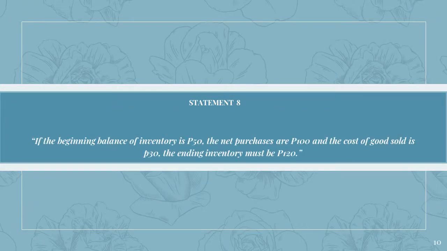The eighth statement: if the beginning balance of inventory is 50, the net purchases are 100 and the cost of goods sold is 30 pesos, the ending inventory must be 120. This statement is obviously true because if we make a T account, then we can already calculate that the ending inventory is 120 according to the specific identification cost flow.